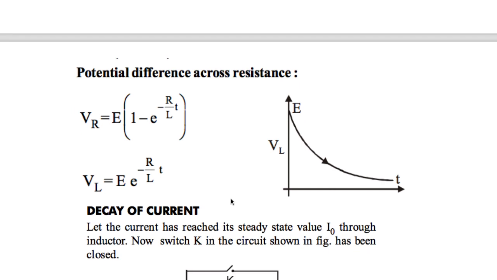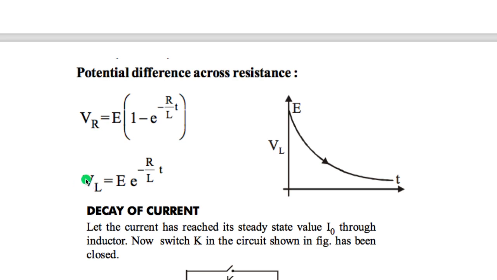Next, at this instant, we should know the potential difference across the resistance and the potential difference across the inductance. The potential difference across the resistance is also varying with respect to time, because current also varies, so potential also varies. That is, the potential across the resistor is given by VR is equal to E into 1 minus e to the power minus R by L into T, where R is the resistance, L is the inductance, and T is the instant time.